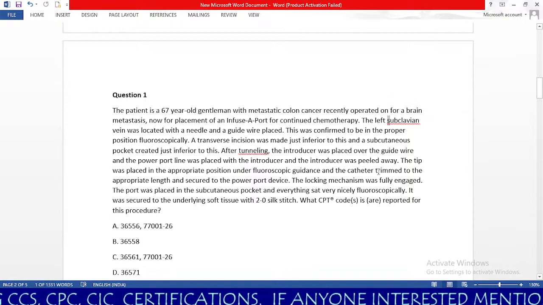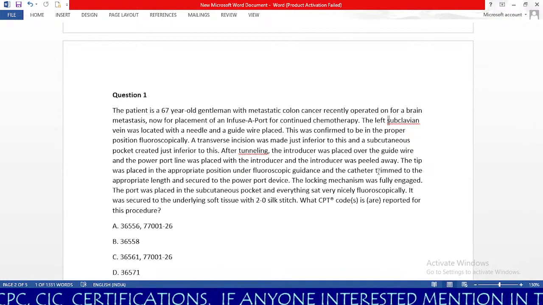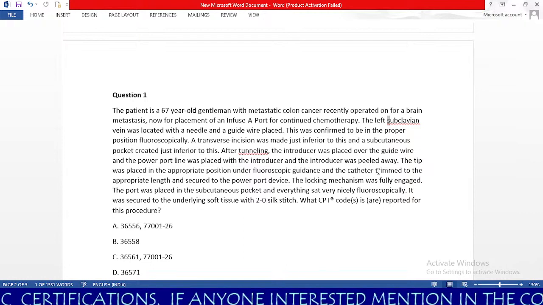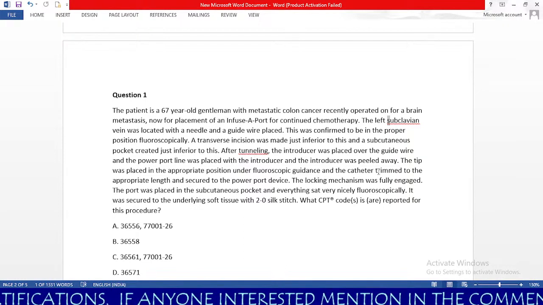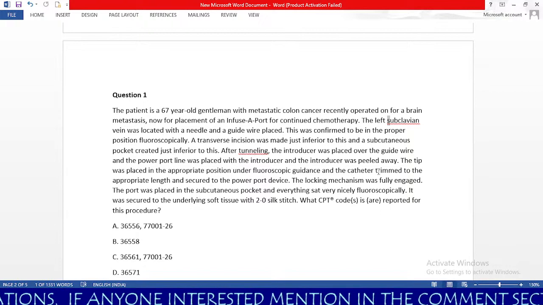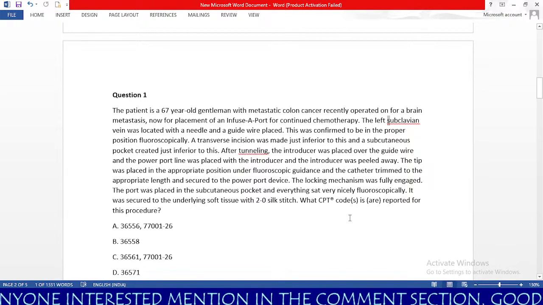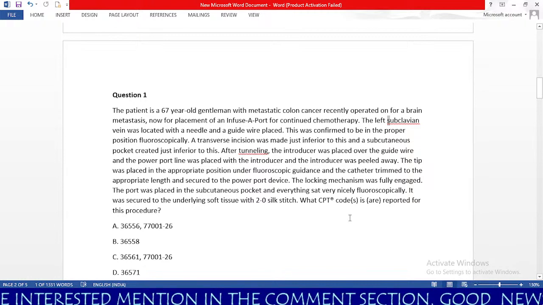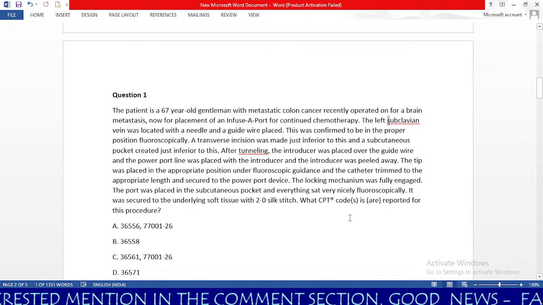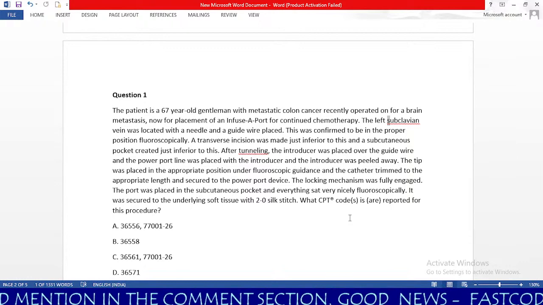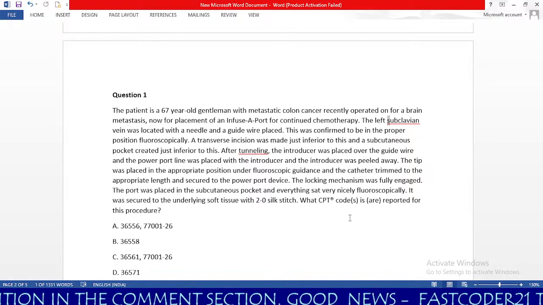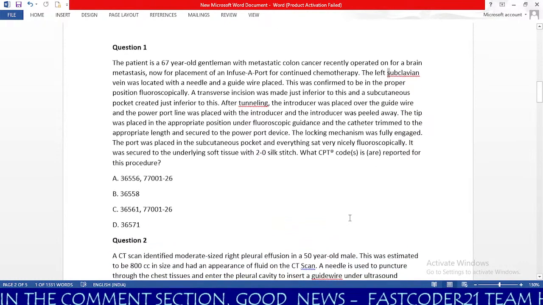So we are left with 36561, which is insertion of tunneled centrally inserted central venous access device with subcutaneous port, age 5 years or older. So here our answer is C, 36561, 77012. As the physician used fluoroscopy, we need to append fluoroscopy. So question number 2 please.